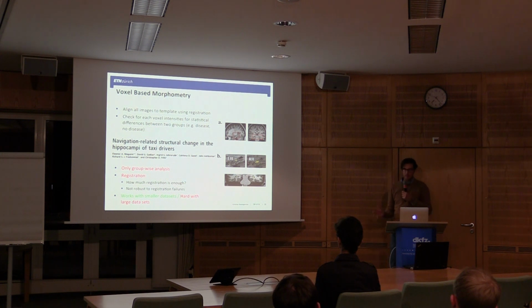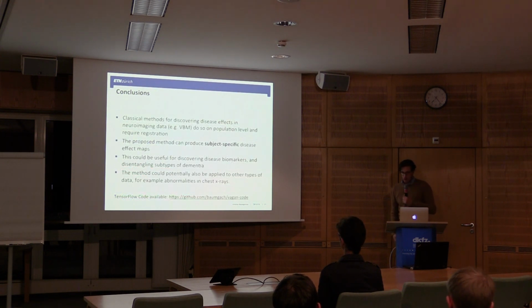And the advantage of voxel-based morphometry is that you can make it work with relatively small data sets of like 50 to 100 images, while our method really requires very big data sets. But on the other hand, voxel-based morphometry is also very hard to make work with very big data sets if you have them, because you need to register all your images.